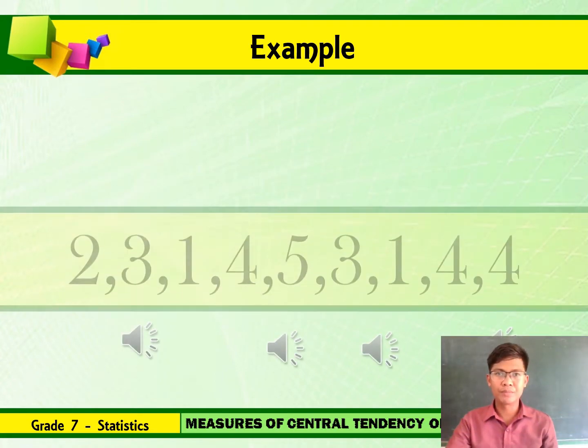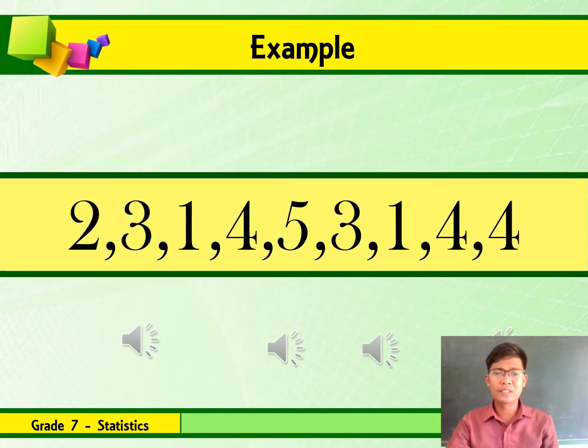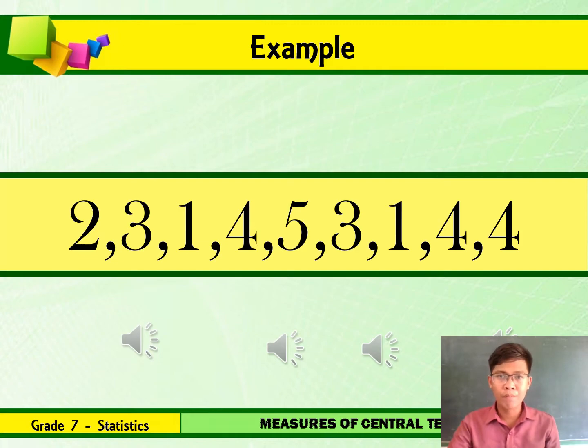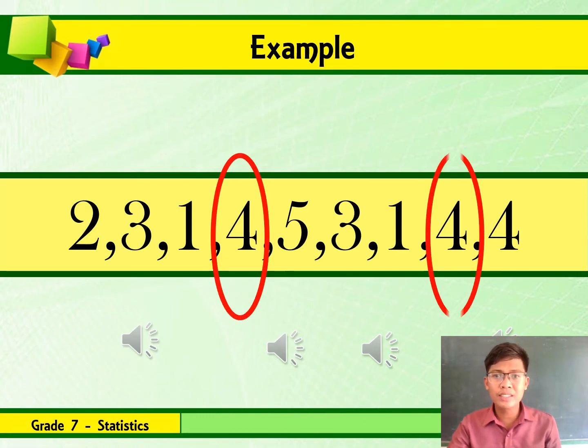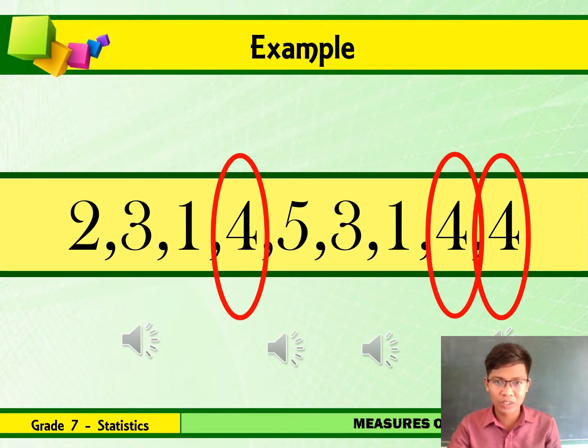How about this one? Your given set of data is 2, 3, 1, 4, 5, 3, 1, 4, and 4. Class, what do you think is the mode here? The mode is 4 because it appears the most in the set of data. Okay, the mode is 4 because as you can see, we have three 4s in our given set of data.